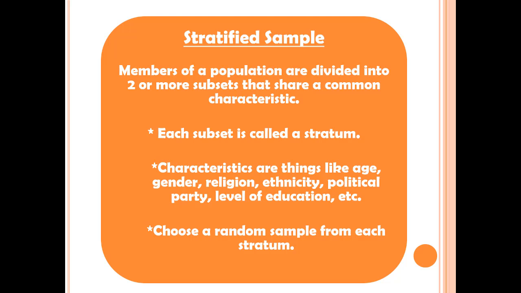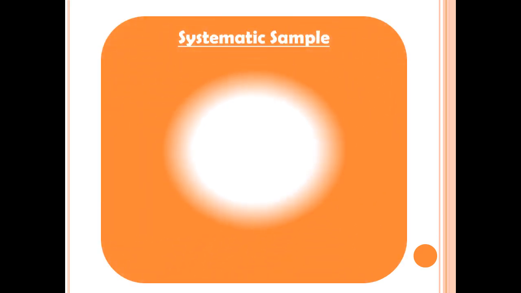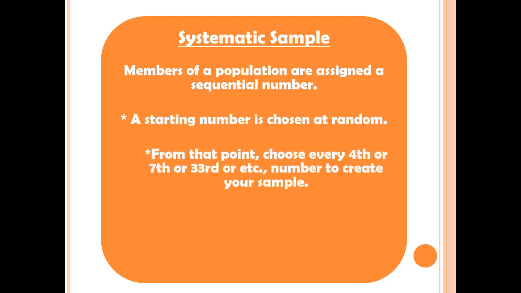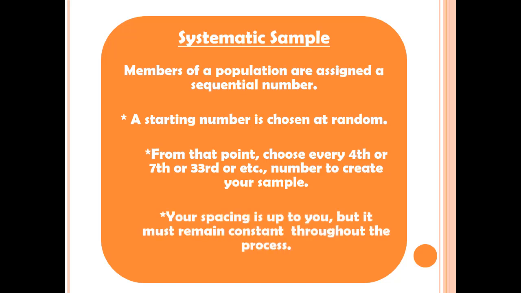The next one is called a systematic sample. In a systematic sample, members of a population are assigned a sequential number. A starting number is chosen at random, and from that point, you choose every 4th or 7th or 33rd or etc. number to create your sample. Your spacing is up to you, but you must remain constant throughout the process.